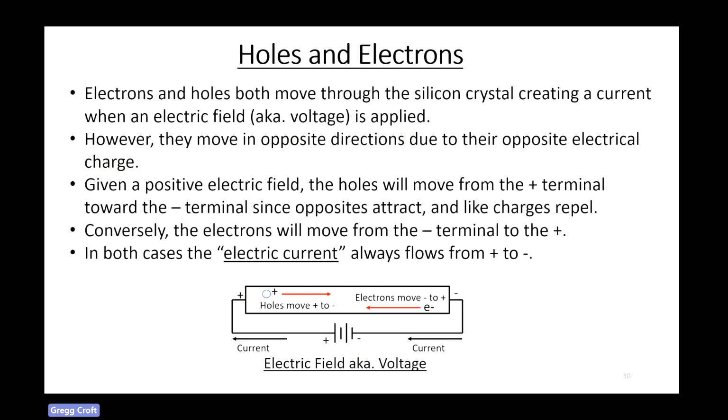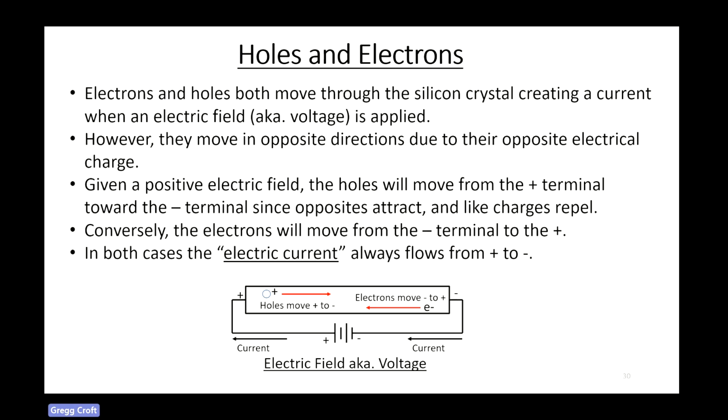So electrons and holes both move through the silicon crystal, creating currents when an electric field is applied. However, they're going to move in opposite directions due to their opposite electrical charges. Given a positive electric field, the holes are going to move from the positive terminal toward the minus terminal, since opposites attract and like charges repel. Conversely, the electrons will move from the minus terminal to the plus terminal.